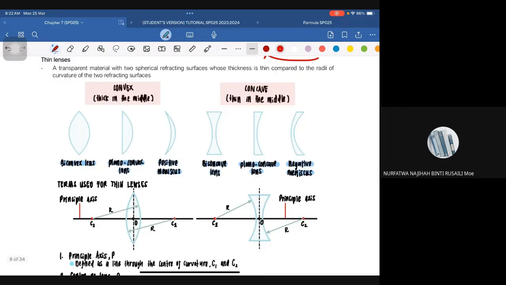Okay, so these are the type of thin lenses that you have to know. Sebab soalan tidak bagi diagram. Depends lah. Sometimes saya tidak bagi diagram, sometimes saya bagi. Tapi usually dia akan mention je.